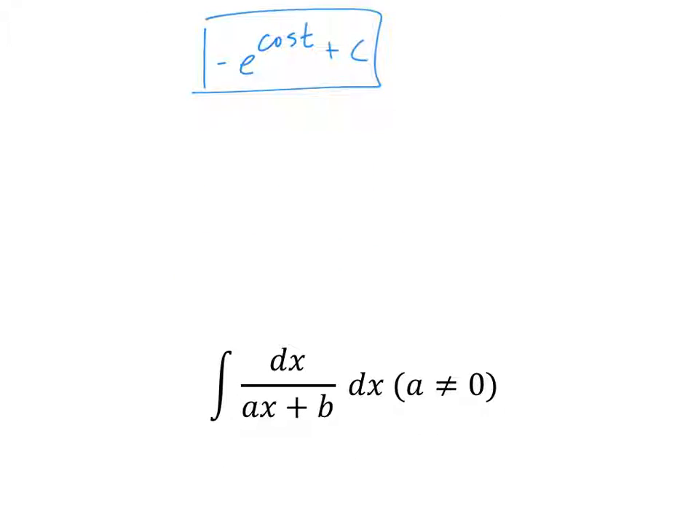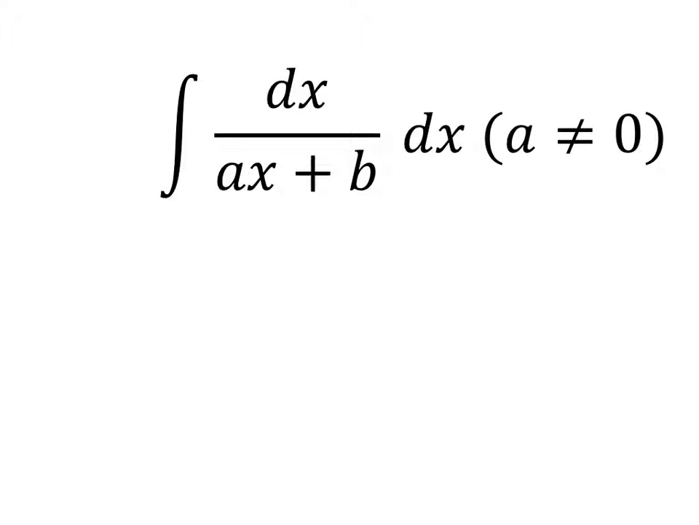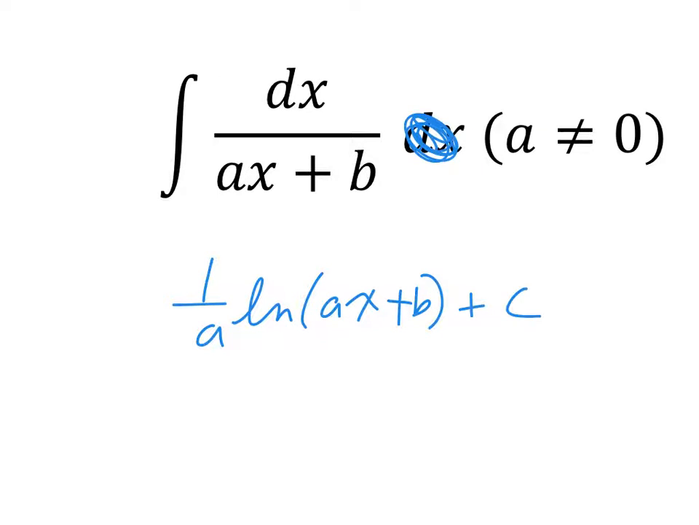Okay, next one. This one has no numbers, but you can do this one. Sorry about that. Just 1 dx is enough. The answer is 1 over a natural log a, times a to the ax plus b. You didn't even know there was a natural log coming, huh?